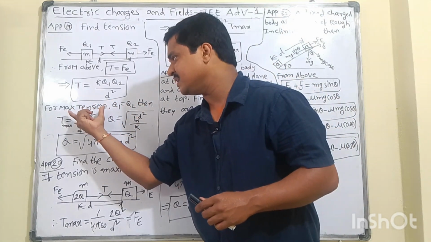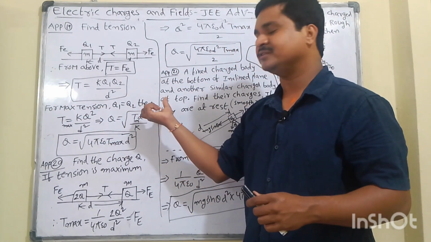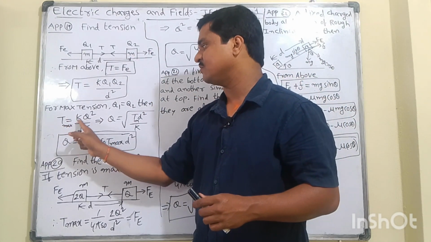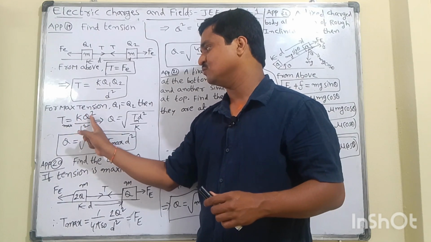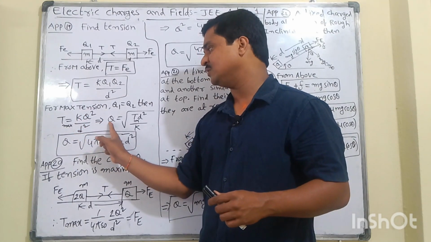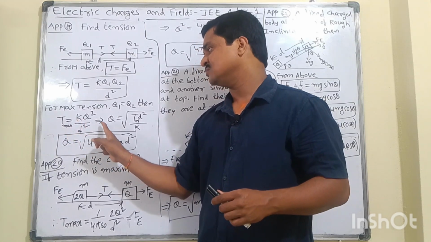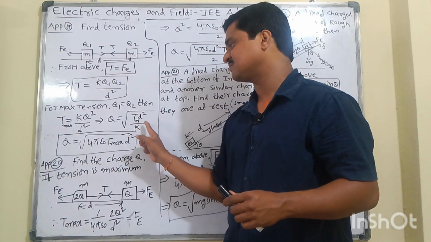For the maximum value of tension, the two charges will be equal. So to find the equal charge value on the two blocks, we can write T maximum equals k q square by d square. Q1 equal to q2 means you will get k q square by d square. From that, q equals, taking d square to the left side, T d square by k, and the square coming to the right side as a root, so q equals root of T maximum d square by k.